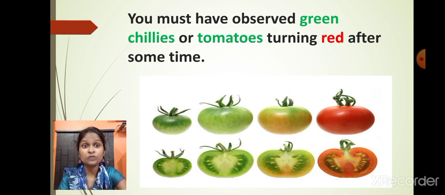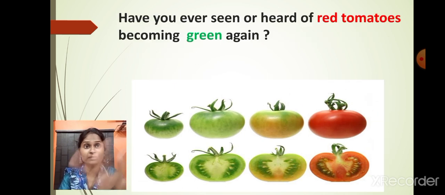Right? Now you tell me, once we get all these kinds of changes, have you ever seen a red tomato go back to becoming a green tomato? No, it's not possible. Once the tomato is completely ripened, it will remain in the same condition. It cannot go back to its earlier stage. So not only glass, even in the case of plants, the chilies and tomato, once they are changed completely, they will remain as they are forever.